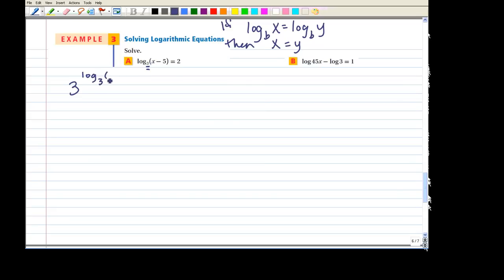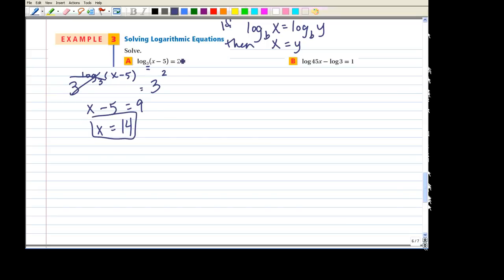Log base 3 of x minus 5 equal to 3 squared. Notice that if you cover up the 3's, that's still the same equation that we started with, but we're going backwards from what we did before. We've already talked about if you have 3 to log base 3, that thing will essentially cancel out, and you'll just be left with the x minus 5. And here we have 3 squared, which is 9, and when you add 5 to both sides, you'll get 14. That's one way of doing this.